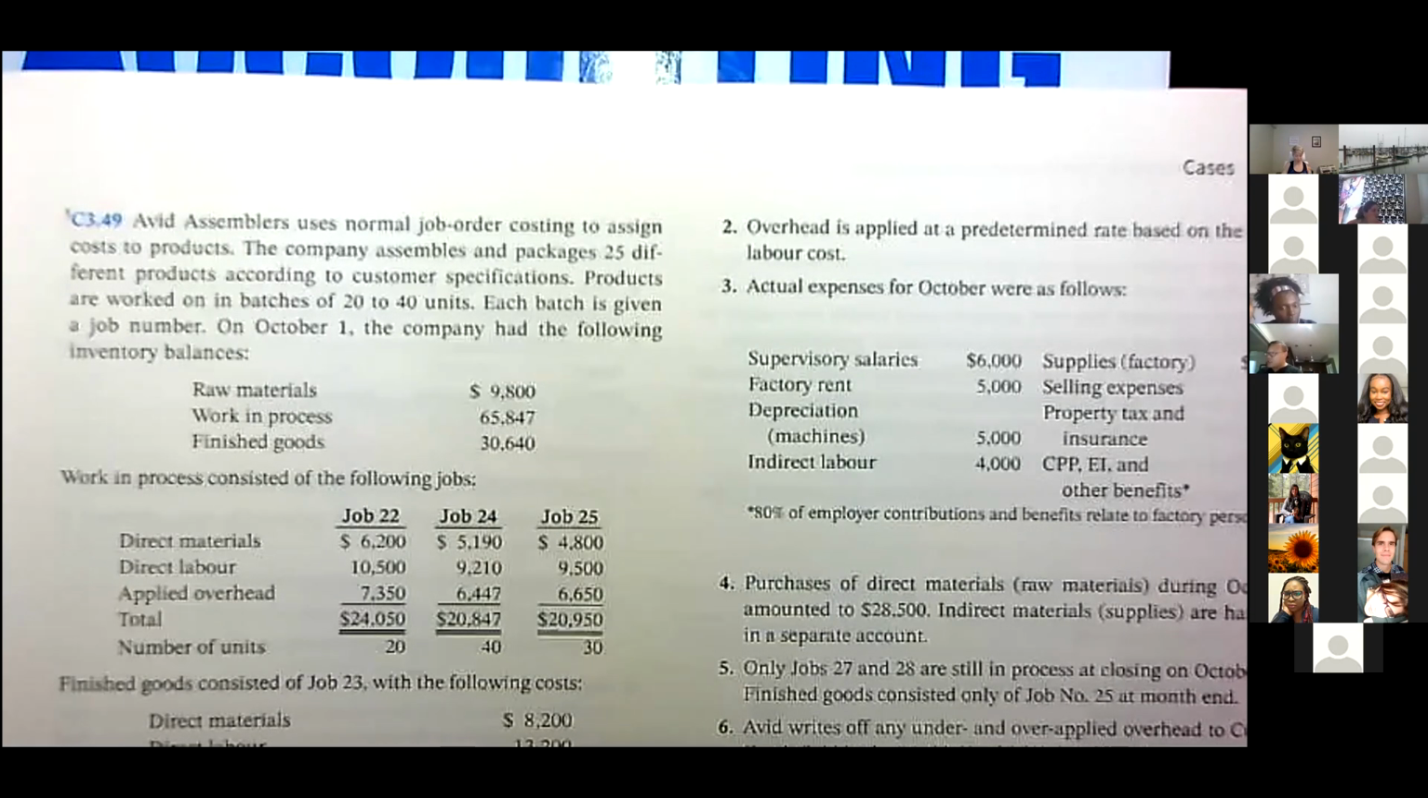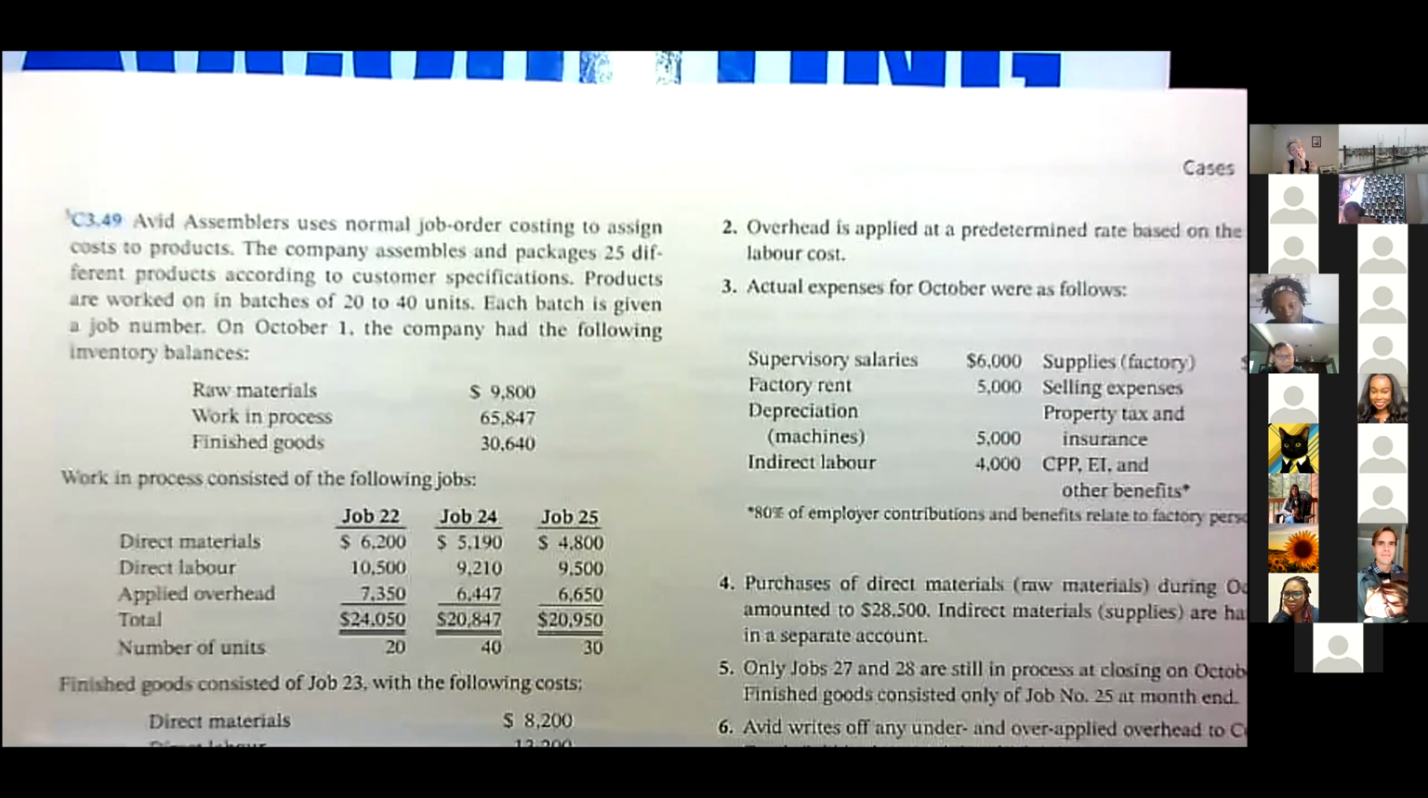Okay, so this question is about a company that uses normal job order costing to assign costs to products. The company assembles and packages 25 different products according to customer specifications. Products are worked on in batches of 20 to 40 units. Each batch is given a job number. On October 1st, the company had the following inventory balances.